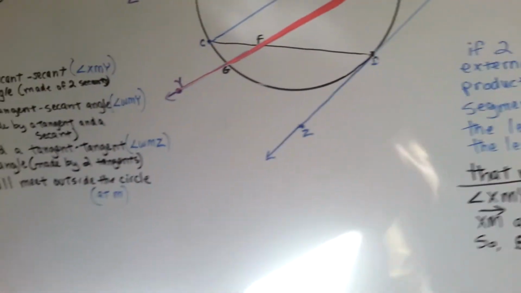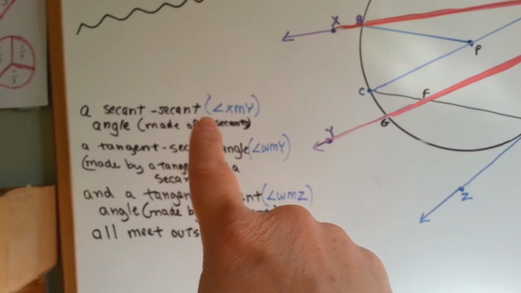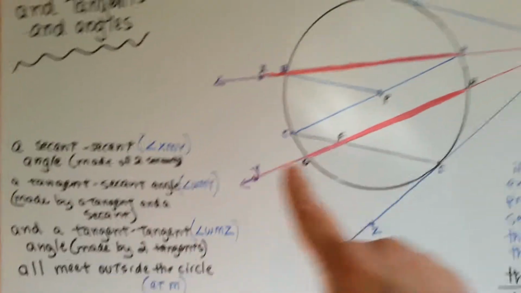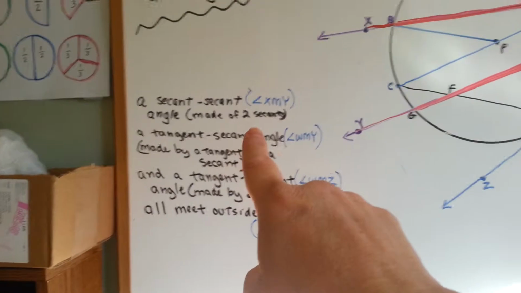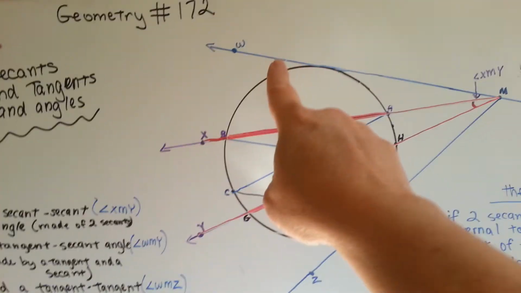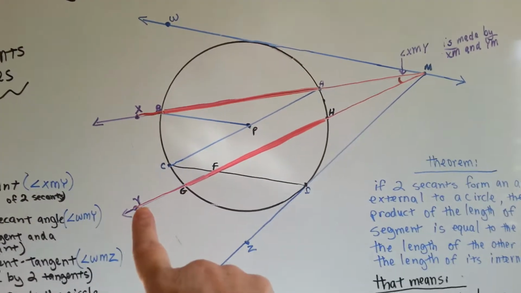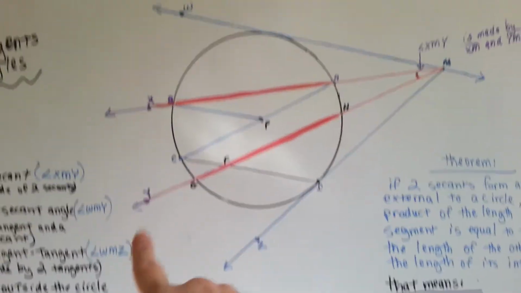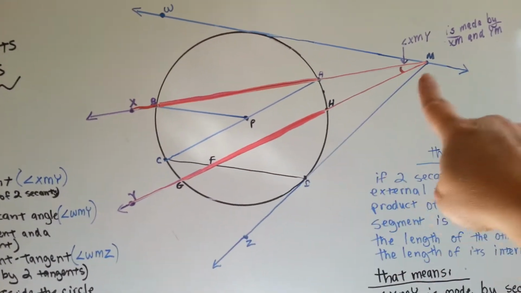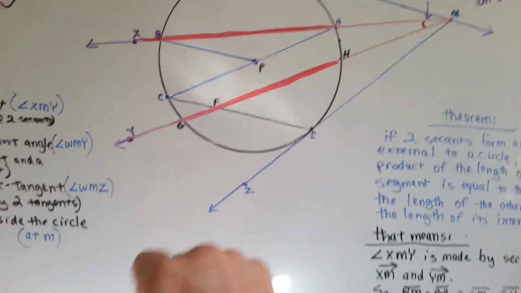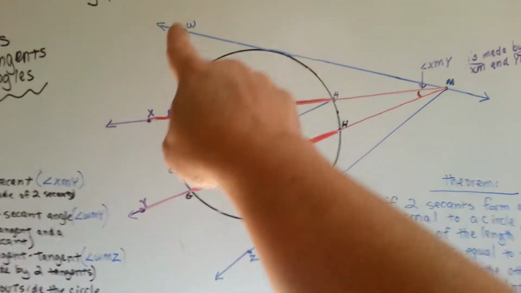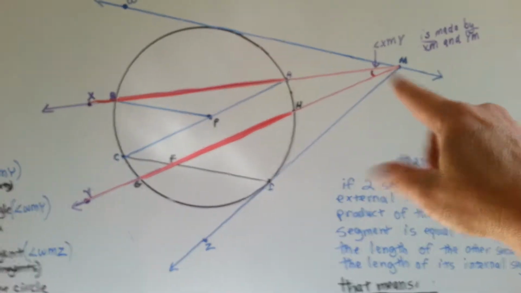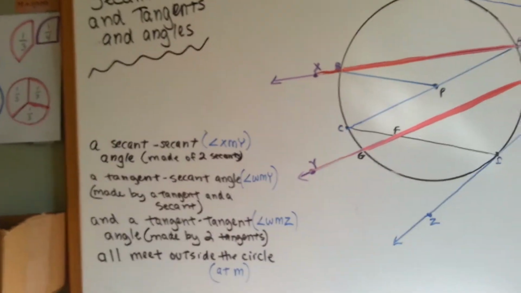So here we've got a secant angle, XMY. It's an angle made of two secants, this one, the red. That's XMY, this angle right here. A tangent secant angle is WMY. Here's W, here's M, and here's Y. So that's a tangent line and a secant. The blue one is the tangent, the bottom red one is the secant, and they're making an angle. You can also have two tangents, the two exterior blue ones here, WM and ZM, making an angle. So those are different ways secants and tangents can make angles.